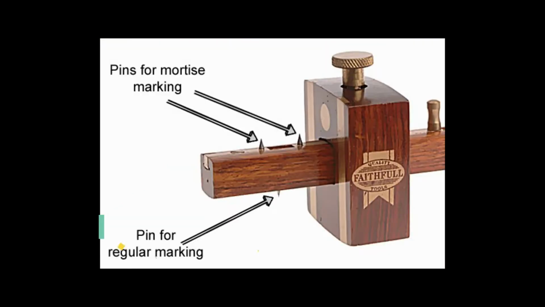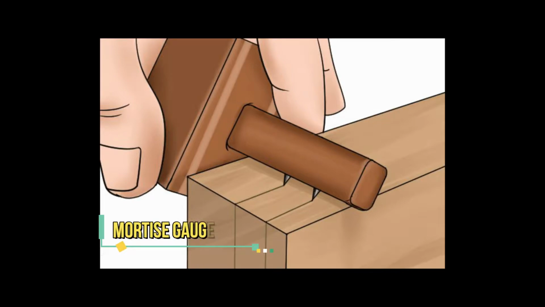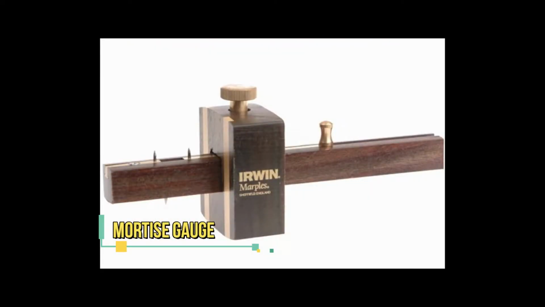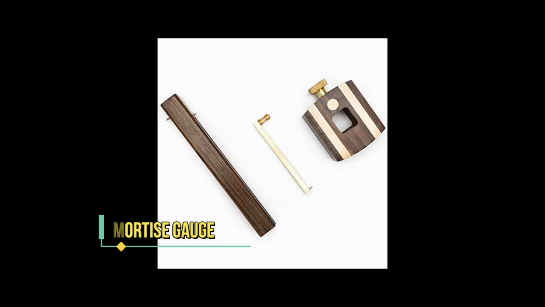The next one is the mortise gauge. This is an important form of marking gauge which consists of two marking pins, one fixed near to the stem and the other attached to the brass sliding bar.